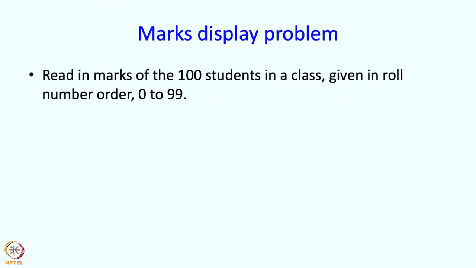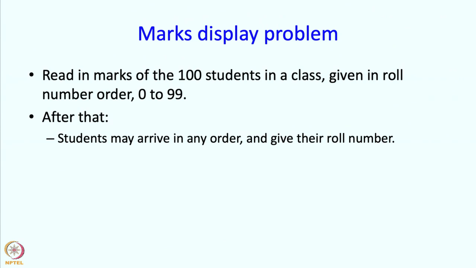So we are going to start with a relatively simple, familiar sounding problem. You are supposed to write a program that reads in marks of 100 students in a class, and the marks are given in the order of the roll number. Let us say the roll numbers go from 0 to 99. I know that roll numbers usually do not start at 0, but just for fun, let us say they do. So there are 100 students and their roll numbers go from 0 through 99.